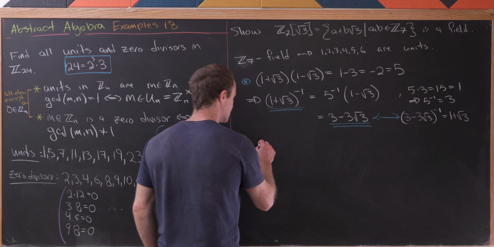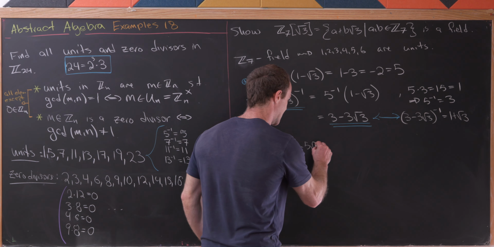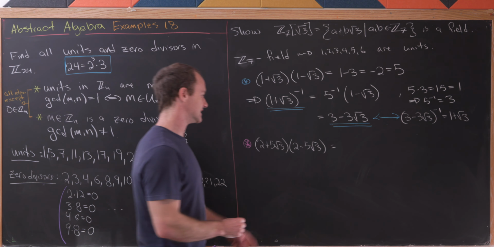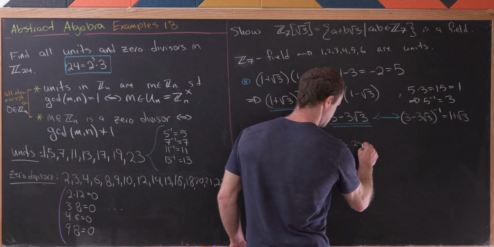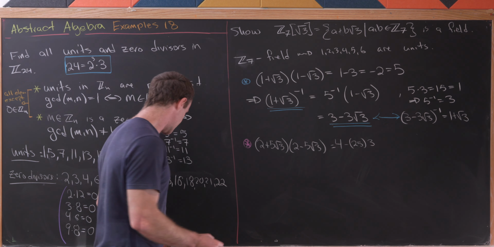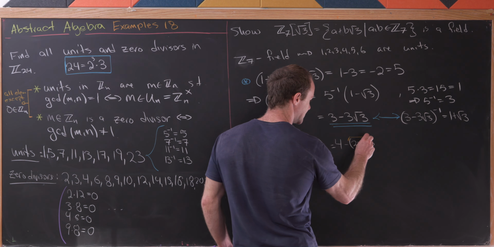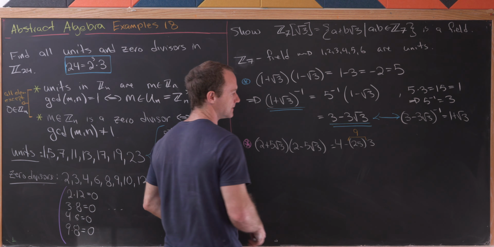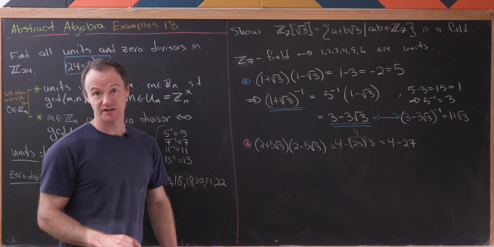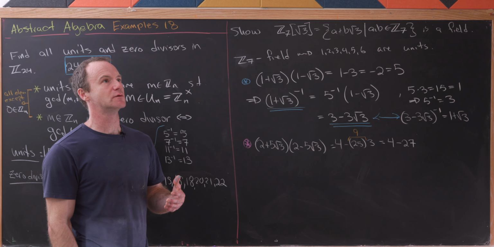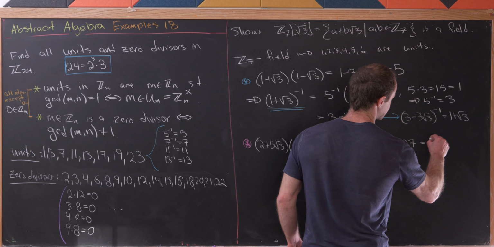Let's do another example. Let's take 2 plus 5 root 3, and let's multiply it by 2 minus 5 root 3. So let's see, that's going to give us 4 minus 25 times 3. But 25 is 9 more than 14, so that makes this equal to 9. So that's really equal to 4 minus 27, because 9 times 3 is 27. Negative 27 is in fact equal to positive 1, because it's 1 more than negative 28. So this is actually 4 plus 1, which is 5.